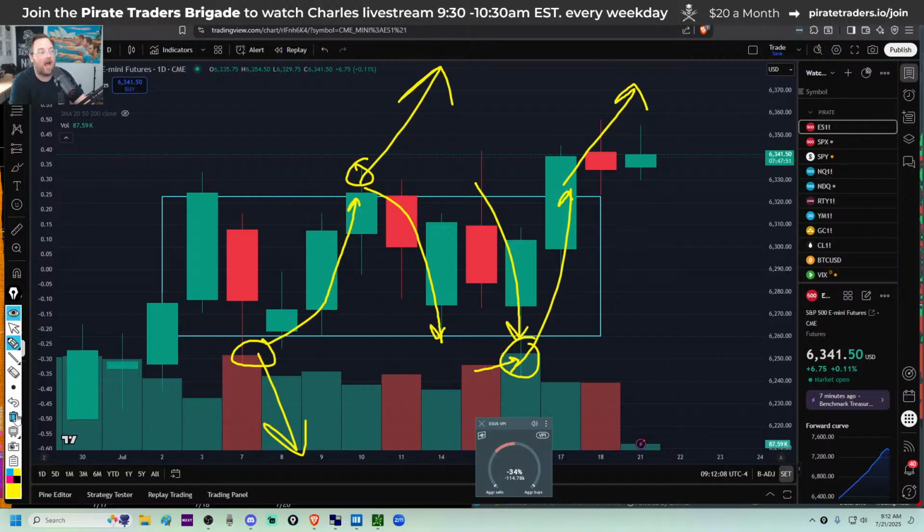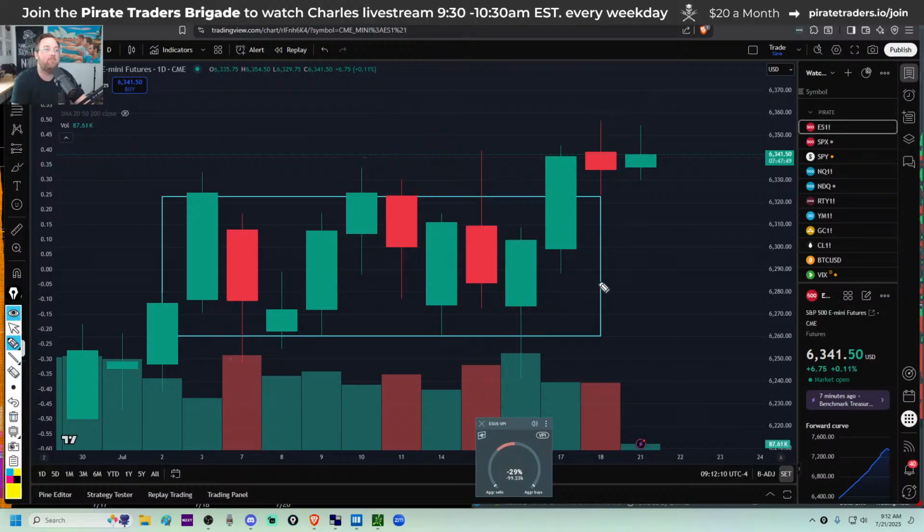Well, because Friday's range is what we call a back test of the breakout. So just look at this blue box. I've had this drawn here for weeks. Okay. On Thursday, the market broke out of this box. It got above the high.